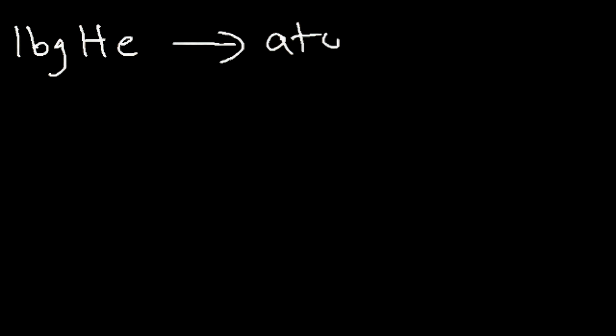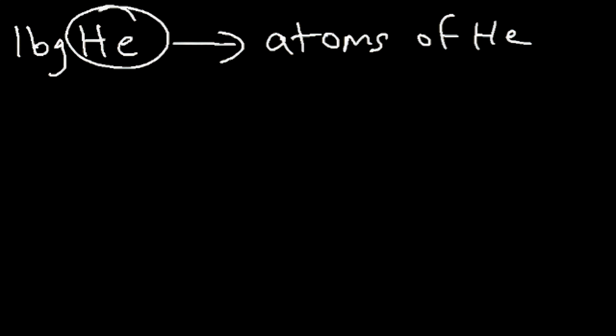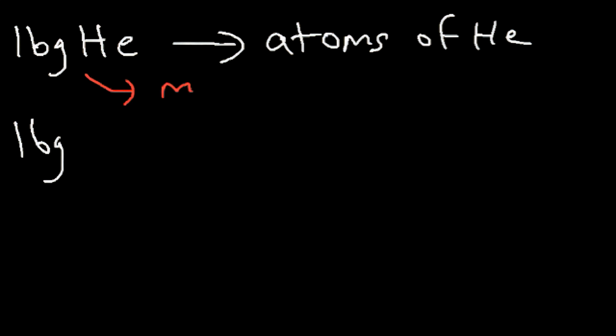Now sometimes you may need to convert from grams to atoms. So let's say if you have 16 grams of helium, convert it to atoms of helium. Now helium is not a molecule, it's made up of atoms. So we don't need that extra step to go from molecules to atoms. But first, before we can go to atoms, we need to convert grams to moles and then moles to atoms. You can't go directly from grams to atoms.